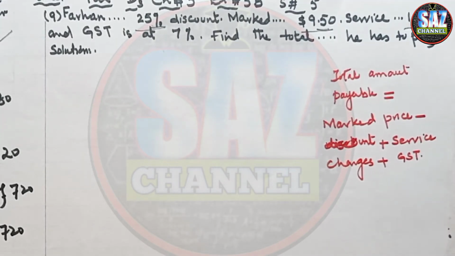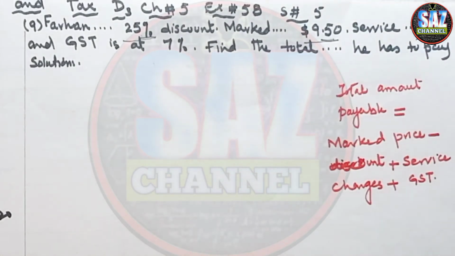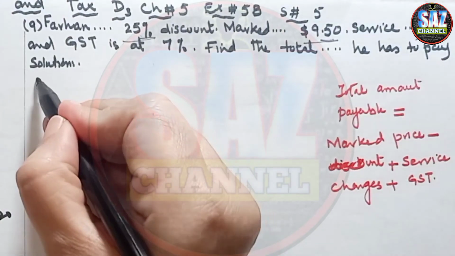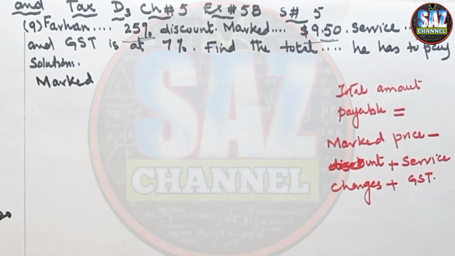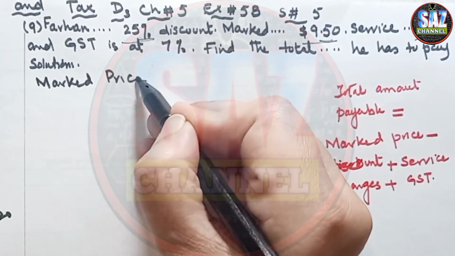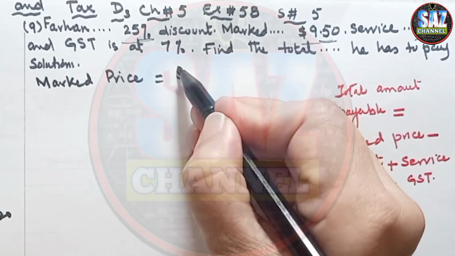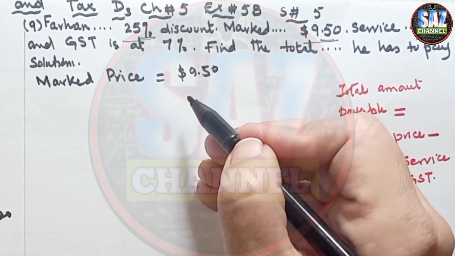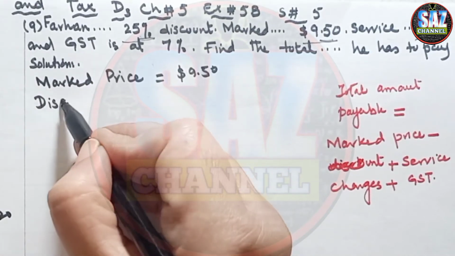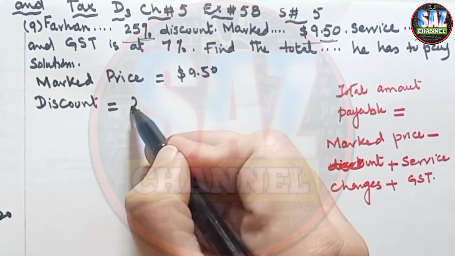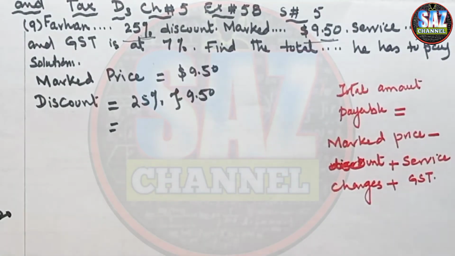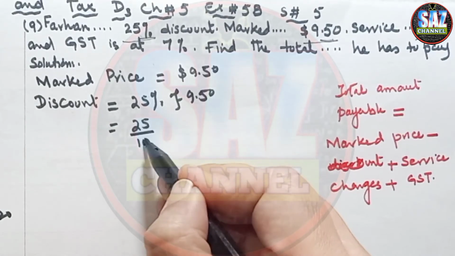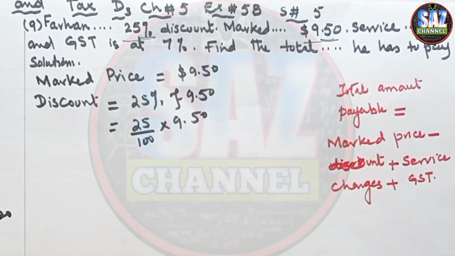Now let me see what is the mark price of that food. Mark price of the food which is given in the question is 9.5. Okay, I'll solve this question slowly because I have the experience that students find these questions difficult. Mark price, so that you can understand these questions well, is $9.50. Now percentage discount is given, so I have to find the discount. Discount equals to 25% of 9.50. And now let me hold the calculator and see what will be the amount coming for 25% of 9.50.